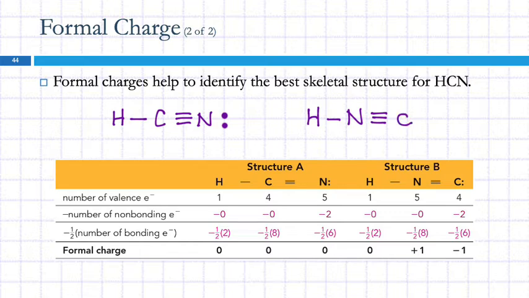And this is structure B. Are these resonance structures? No, because the atoms are connected differently. But here there are 2 ways to connect the atoms and end up with octets. And so how do we decide which one is correct? Well, we're going to use the formal charges.